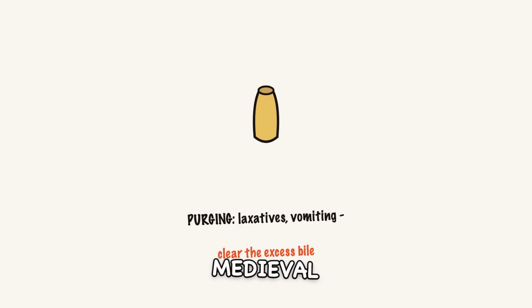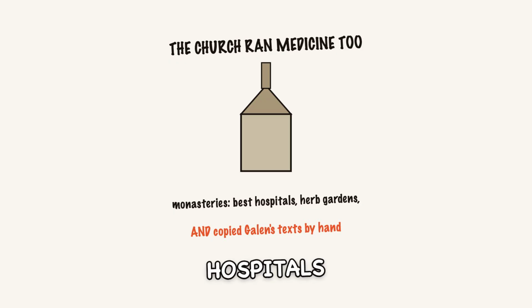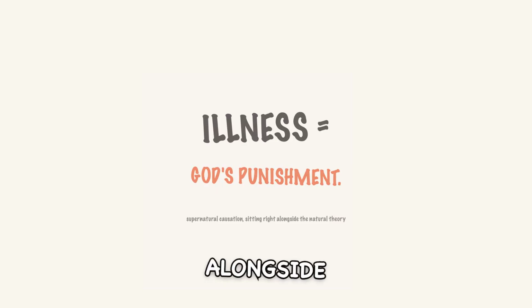The church dominated medieval life, and dominated healing too. Monasteries kept the era's best hospitals, tending the sick as a religious duty, growing herbal remedies in their gardens, and copying ancient medical texts by hand, which is largely how Galen's ideas survived at all. Prayer, pilgrimage, and religious ritual sat right alongside bloodletting as legitimate treatment, because illness was widely believed to be a punishment from God or the work of the stars. Exam boards call this supernatural causation, and it existed in parallel with natural theories, not in place of them.